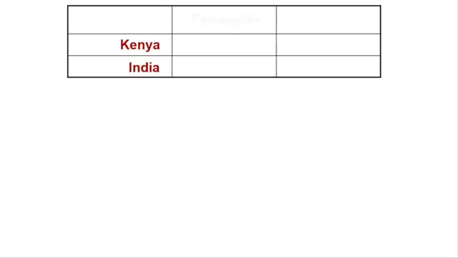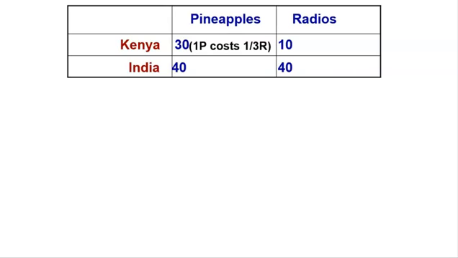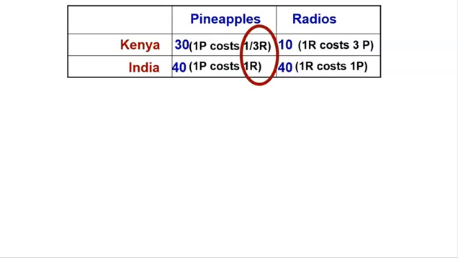To come up with the answers for all that, we need to first figure out what the per unit opportunity costs are. So the per unit opportunity cost for Kenya: one pineapple costs a third of a radio. One radio costs 3 pineapples. For India, one radio costs 1 pineapple. Now, to figure out the terms of trade, we're going to be looking at those two numbers. Remember, that's the opportunity cost.